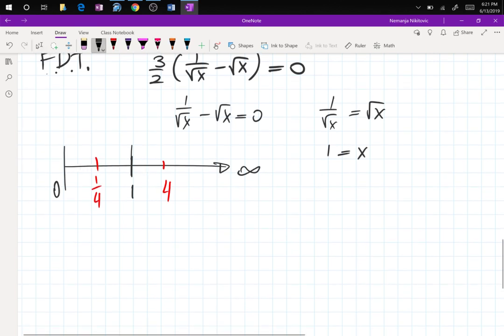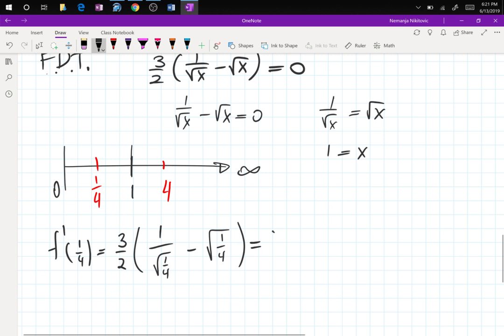Now, f prime computed at 1/4 is going to be 3/2 times 1 over square root of 1/4 minus the square root of 1/4. That's 3/2 times, square root of 1/4 is 1/2, so 1 over it goes up and becomes 2, minus 1/2. There we go. And as I said, we don't even care what the number is. We know it's bigger than 0. So we have an increase over here.